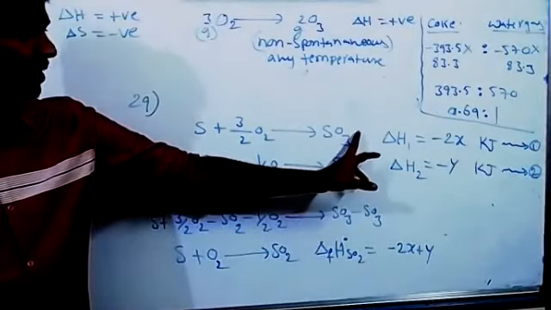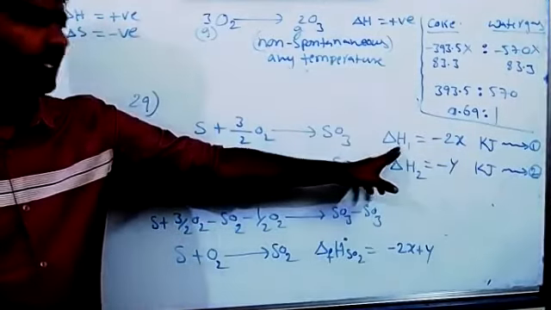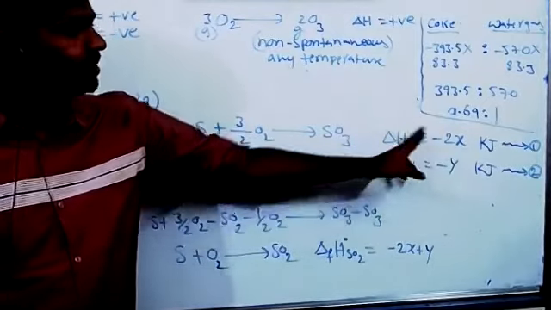That's why, whenever some values are given along with the equation, you take those as enthalpies. Delta H, plus sign means here minus sign. If here minus sign, take as here plus sign.